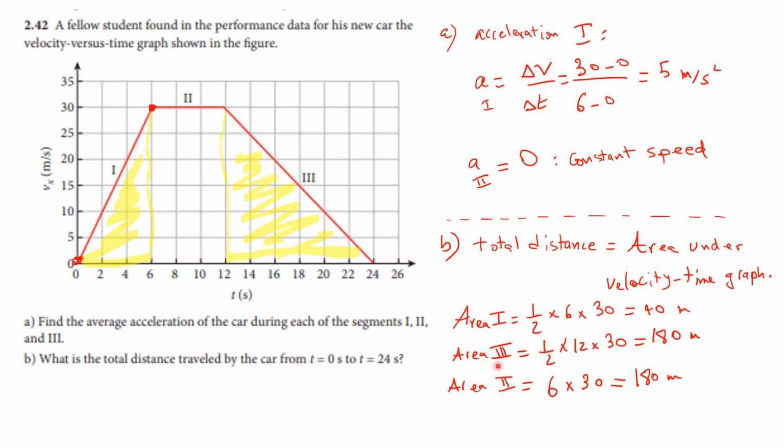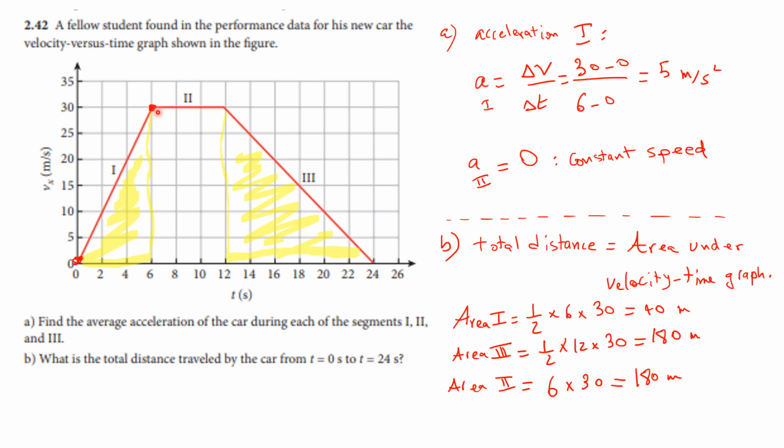What about part 3? I jump to the 3. It's half, the same way, multiplied by the base. What's the base, from 12 to 24? The base is 12, it's not 24, don't be mistaken. It's 12 multiplied by the height. The height is also 30 meters per second. You do the calculation and you get 180 meters.